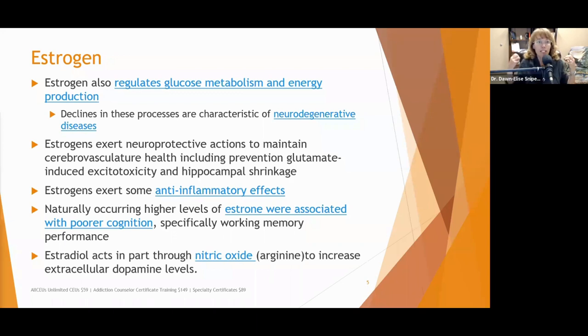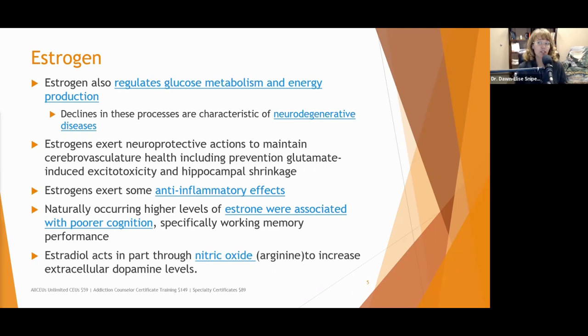Estrogens protect against that flood of glutamate, if you will. So we want to have estrogen. We don't want to get rid of it. I know a lot of people get stressed out because certain cancers are estrogen positive and all that kind of stuff. We need estrogen in a certain amount. We need testosterone in a certain amount. We don't want to get rid of it. We don't want to have too much. It's about finding that appropriate balance for the person.